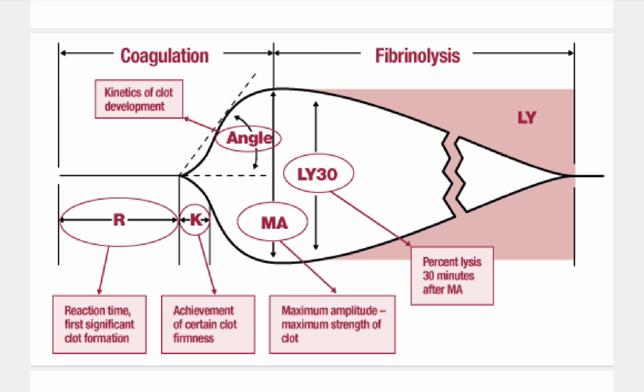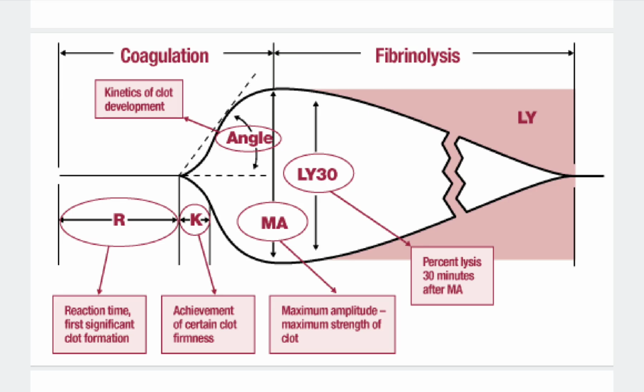First is our R, that is the reaction time, which is suggestive of our initial clot formation. Next there is K. K is suggestive of achievement of a certain clot firmness. And there is an angle called the alpha angle. It suggests the rate at which the clot is forming. And next one is our MA. MA is suggestive of maximum amplitude or maximum strength of the clot.